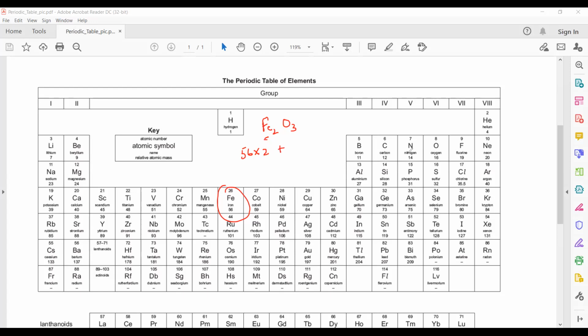And oxygen, it is 16 multiplied by 3. So 56 multiplied by 2 is 112, and 16 multiplied by 3 is 48. So 112 plus 48, the total sum, the molar mass will be 160. So the molar mass of iron 3 oxide is 160.